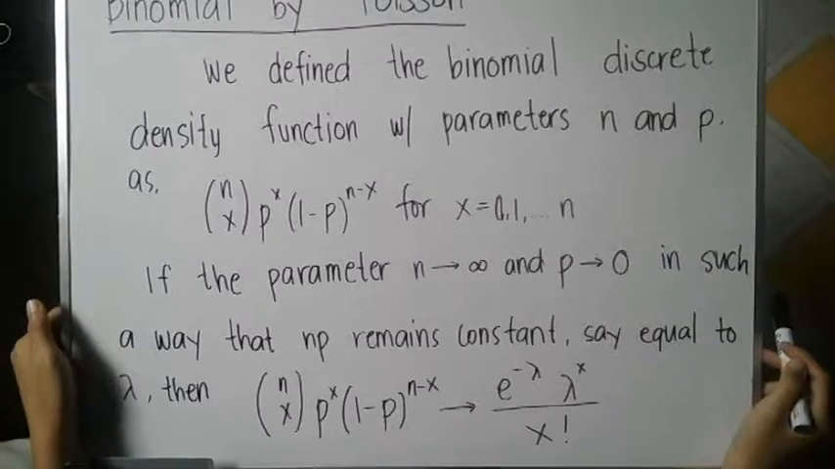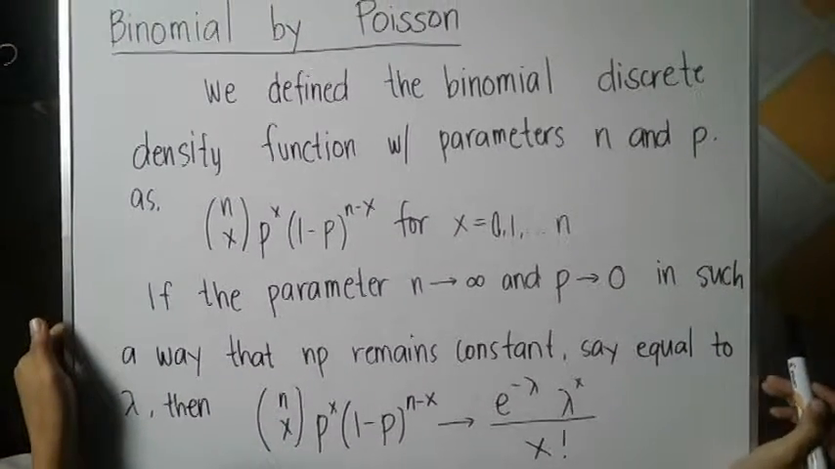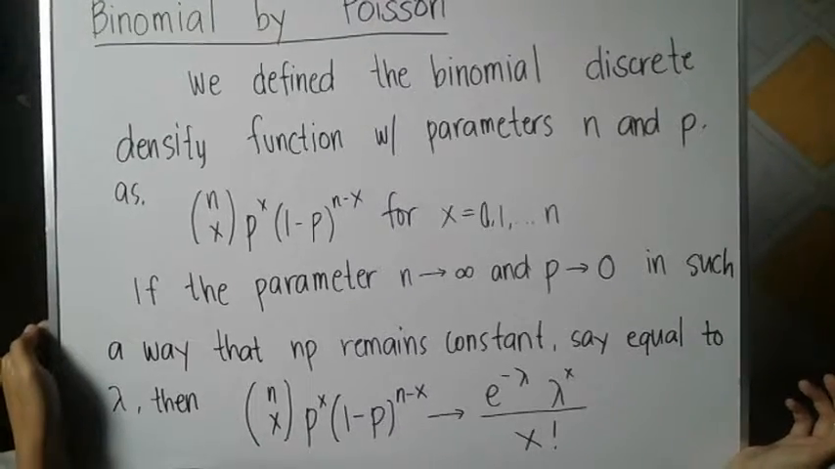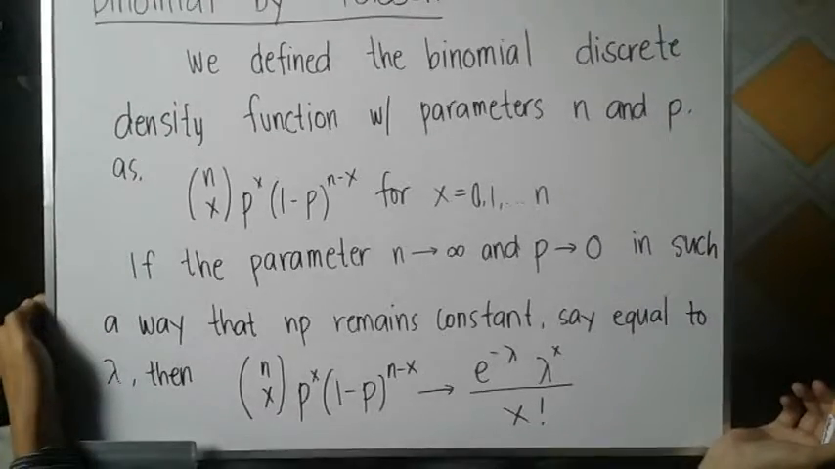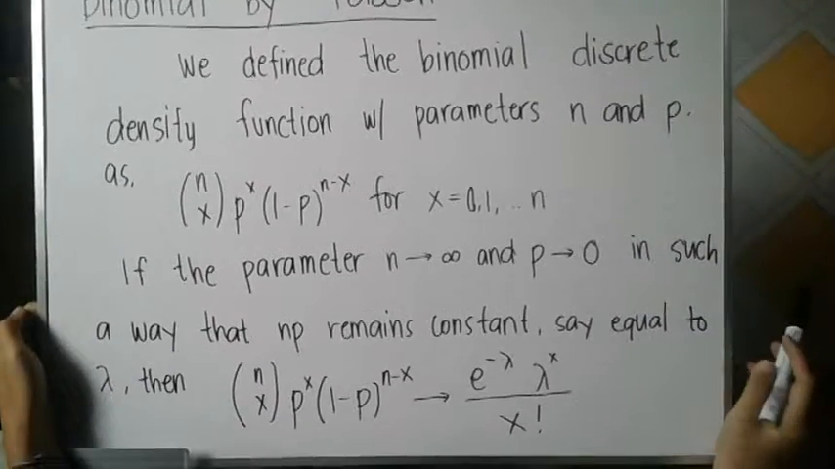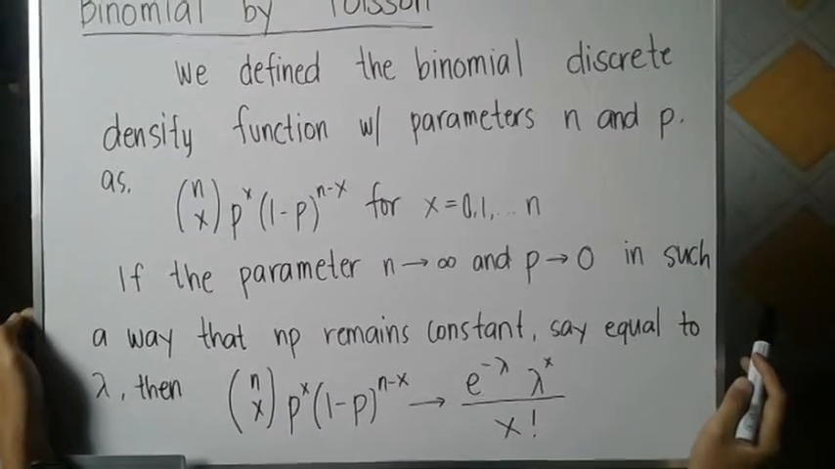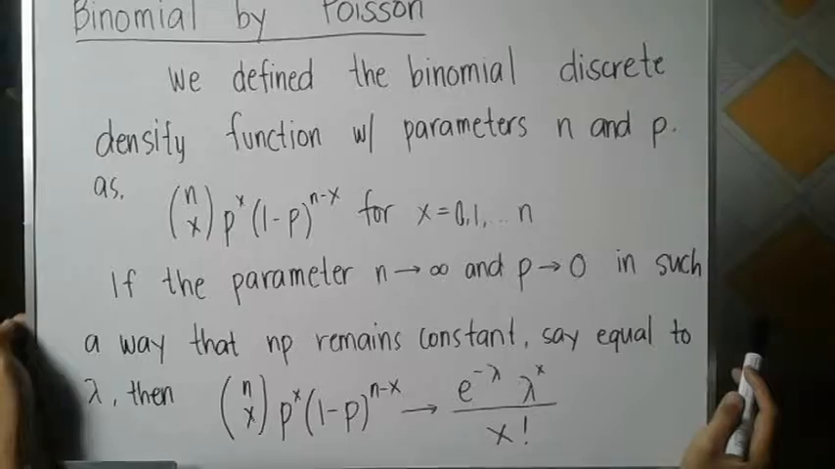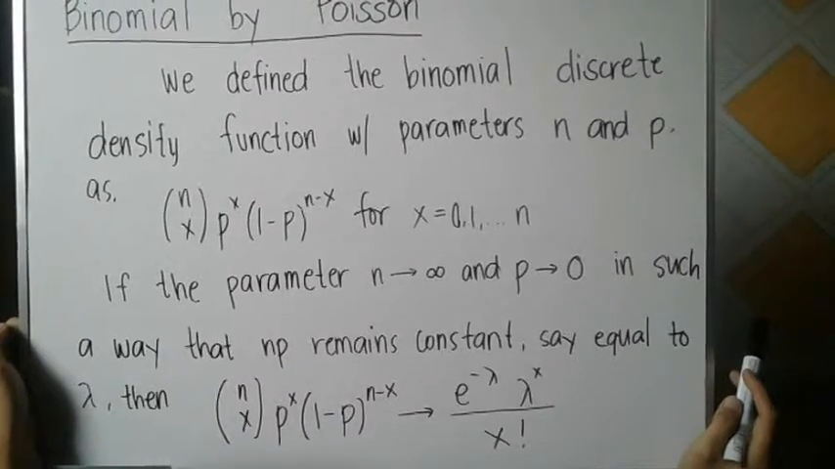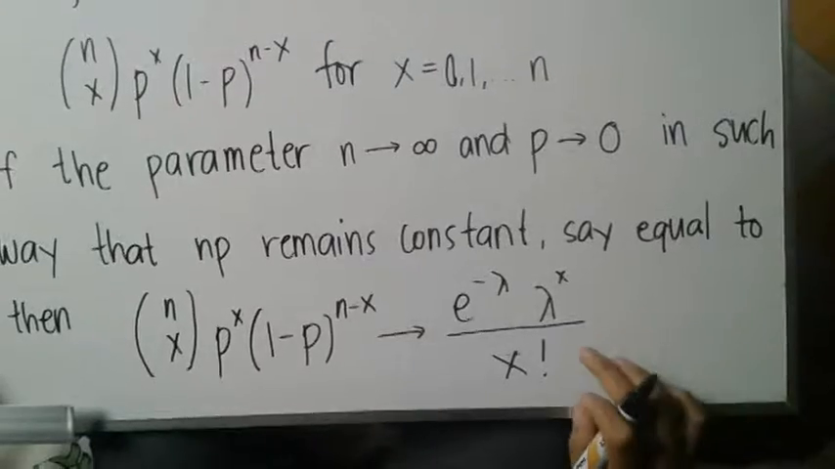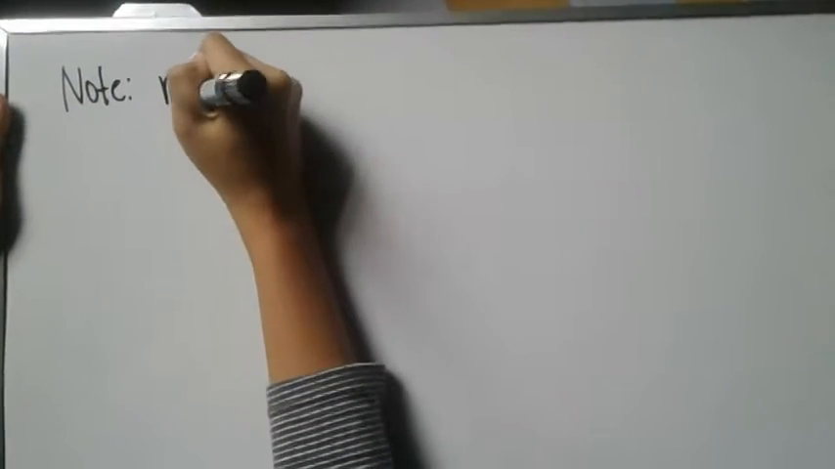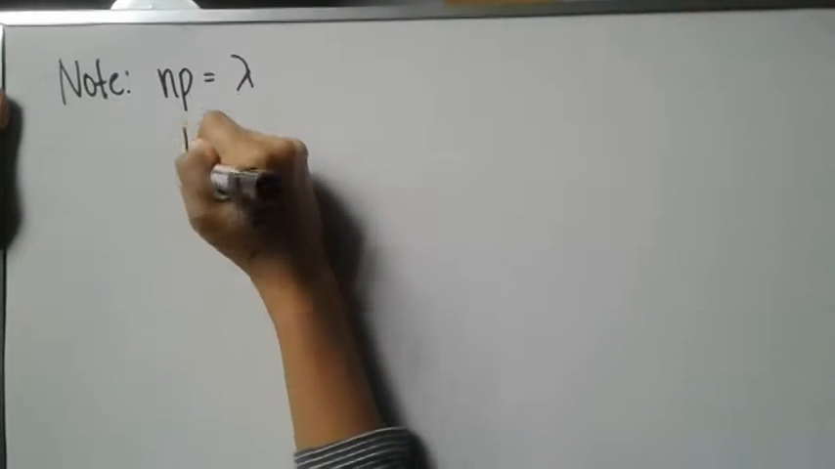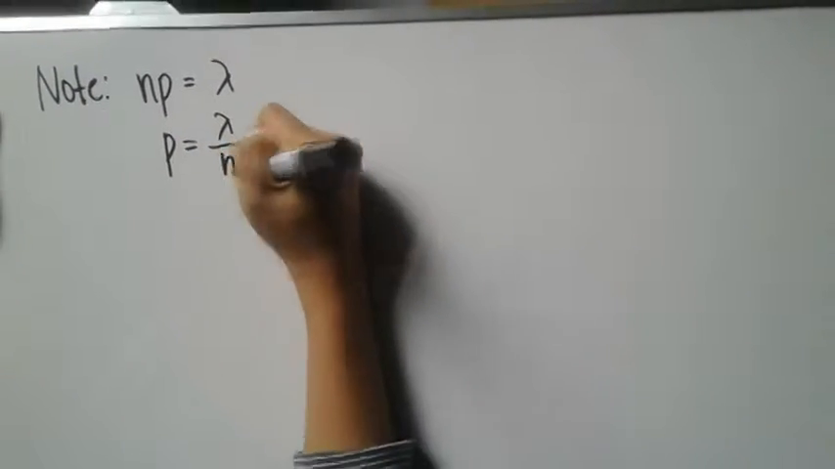So if the parameter n approaches infinity and p approaches 0 in such a way that np remains constant, say equal to lambda, then n choose x times p to the power of x times the quantity 1 minus p to the power of n minus x approaches e to the negative lambda times lambda to the power of x all over x factorial. And this is just the function of the Poisson distribution. Note that our parameter np is just equal to lambda, so our p is just equal to lambda over n.